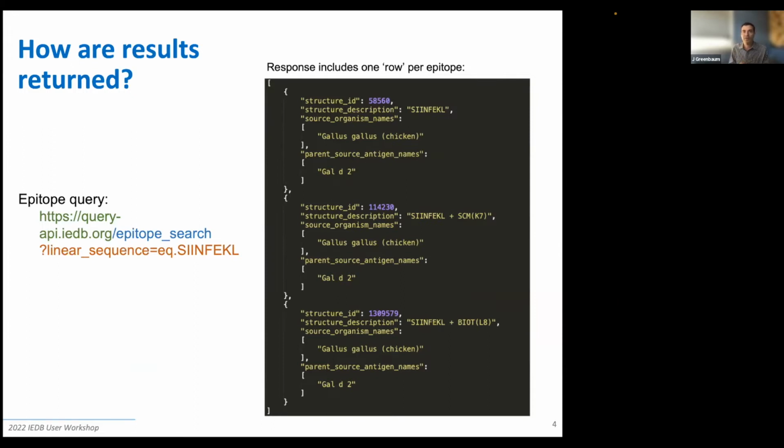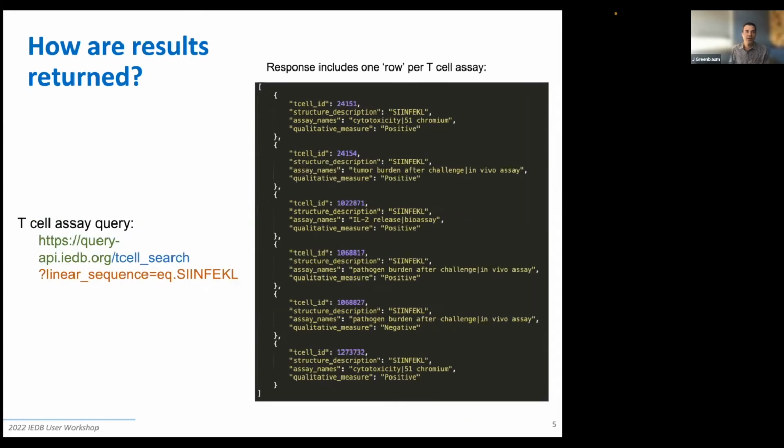Here, I've only selected a few fields to be returned. Without restricting the fields, you would actually get more. I'll show you that in a minute. But then you can take that same query parameter, linear sequence equals SYNFECAL, and do that same search against the T-cell table. Now, instead of returning all of the epitope records that match SYNFECAL, it's going to return all of the T-cell assay records where there was an epitope interrogated that had the sequence SYNFECAL. So now you have one row per T-cell assay that matches.